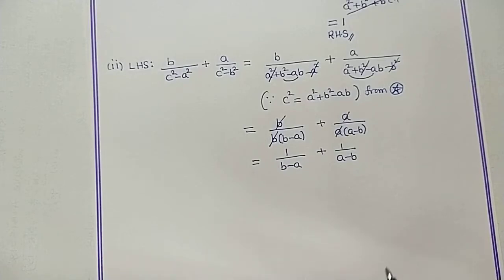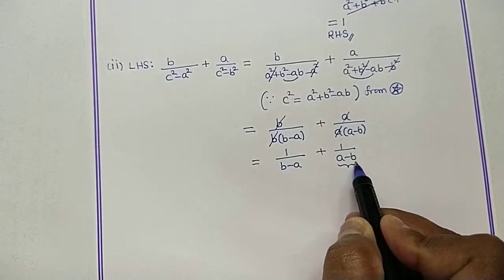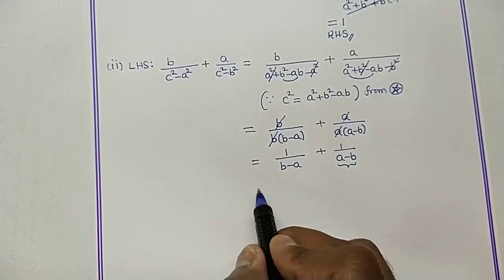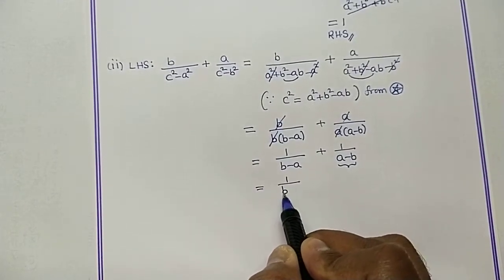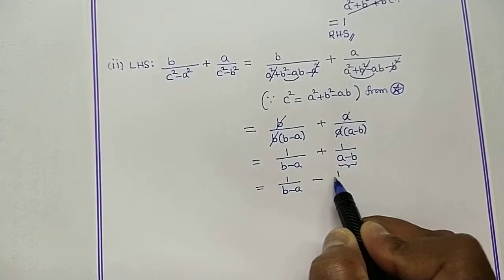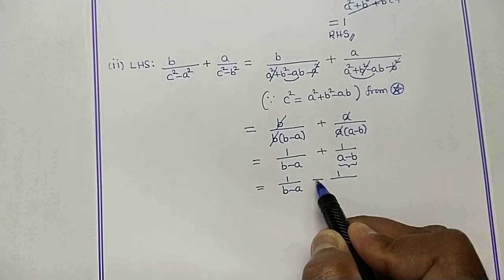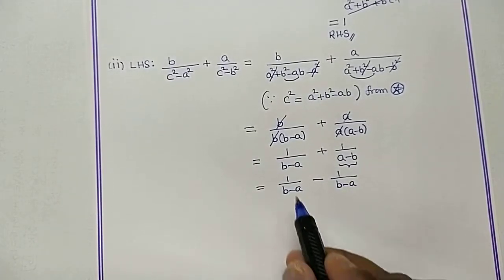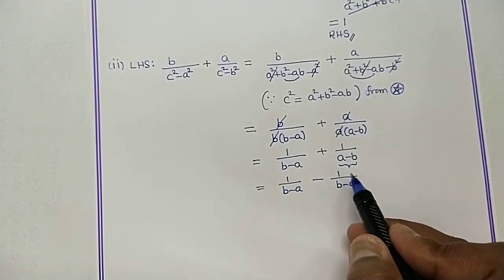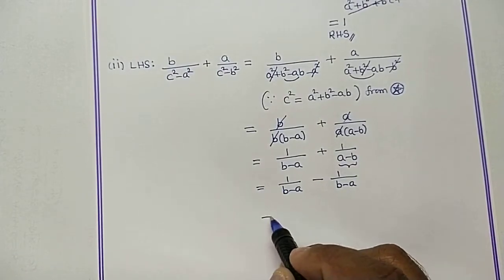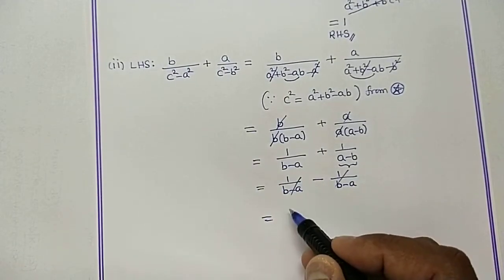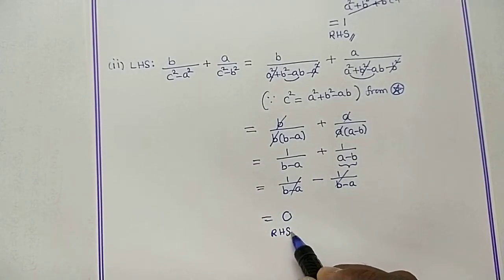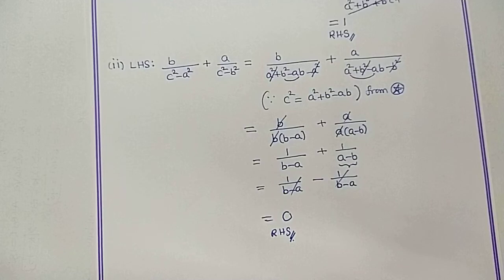Now what I am doing is, I am interchanging these values. Instead of writing a minus b, I am writing minus of b minus a. So 1 by b minus a minus 1 by b minus a, interchanging these two, then only we are getting the minus here. Both are same values. Same values means we should cancel it. So we will get 0. Therefore, which is required? RHS. Hence proved.